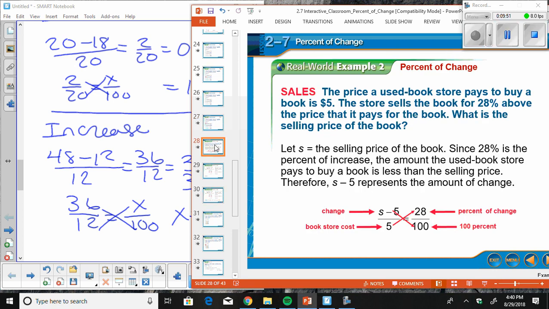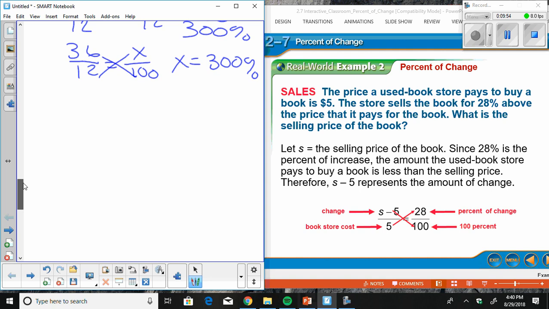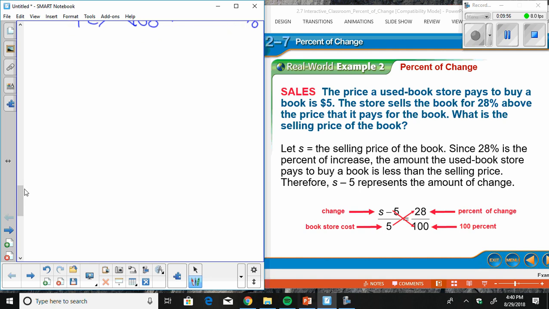Sales. The price a used bookstore pays to buy a book is $5. The store sells the book for 28% above the price that it pays for the book. What is the selling price of the book? So I know I need to write down the 5. I know I need to add 28% to it, so it's 1.28.